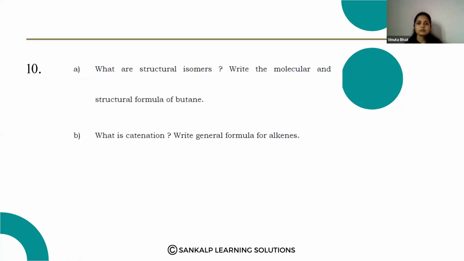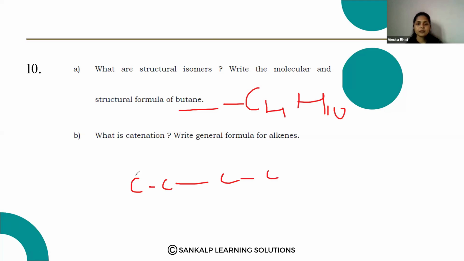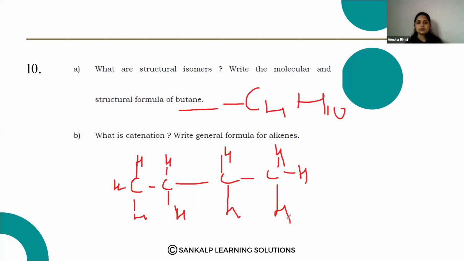Next question. Write the molecular formula and structural formula of butane. The molecular formula of butane is C4H10. So this is the molecular formula. For the structural formula, 4 carbons and 10 hydrogens: C4H10. Okay.